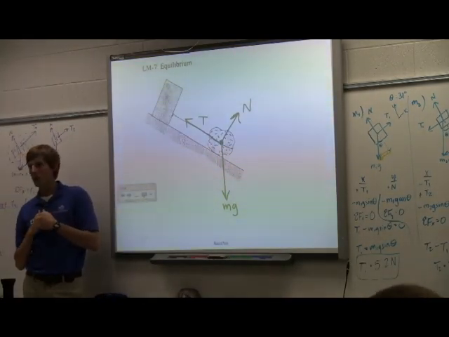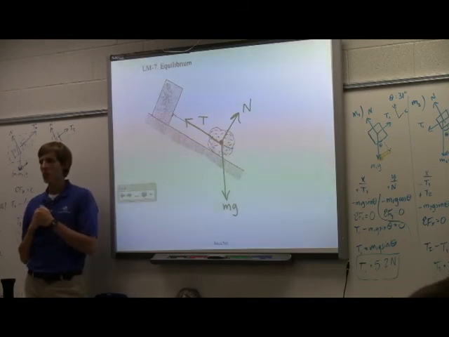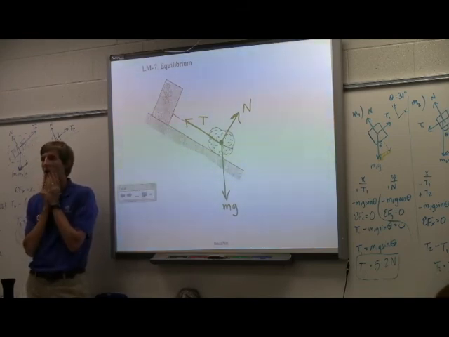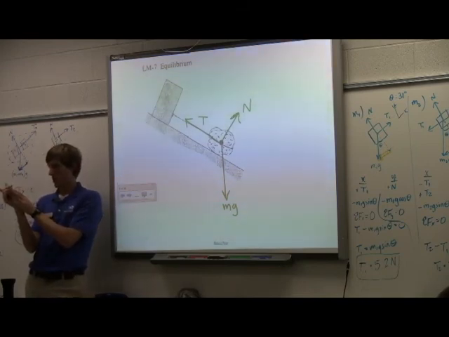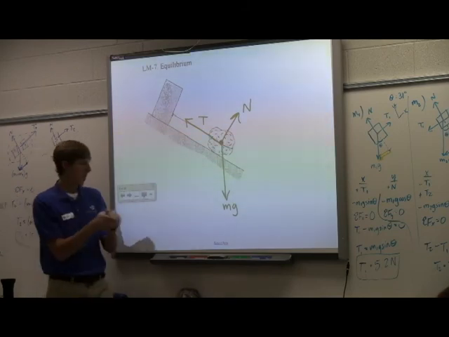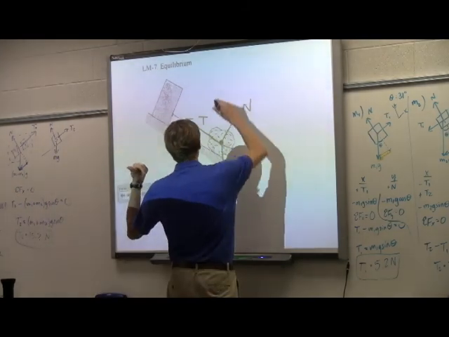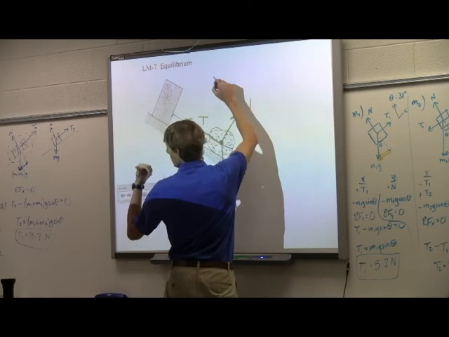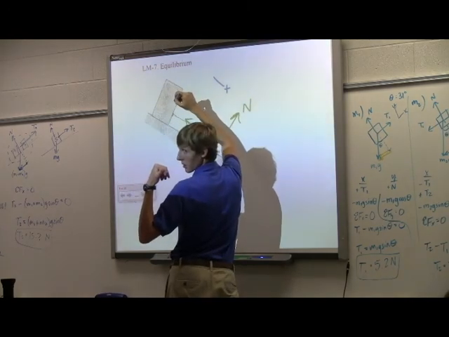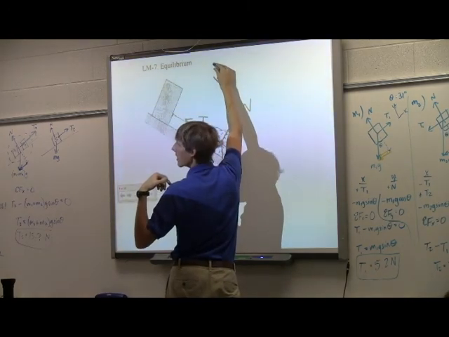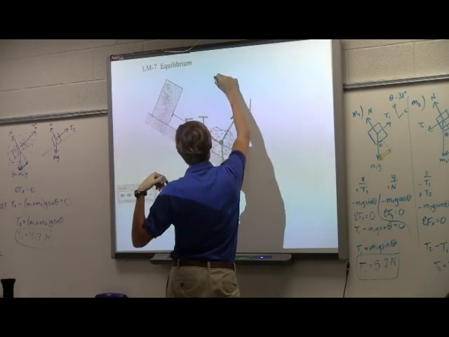Okay. Let's see. I want to break this into components. How should I set x and y? Parallel with the surface. Parallel to the surface. And then y. Well, y is, what were you going to say, Andrew? Y is up. What is up? Perpendicular to the surface. Yeah.